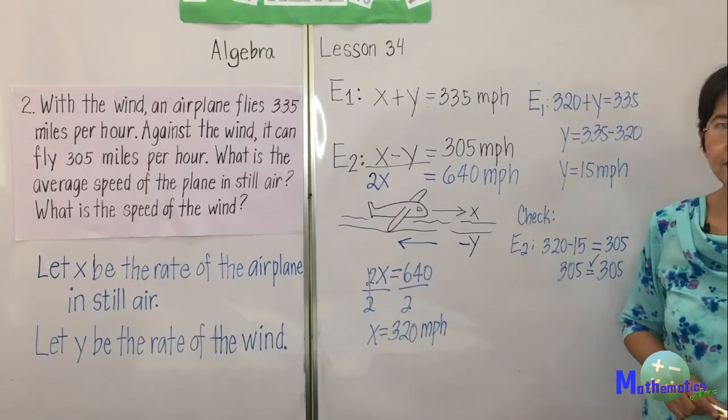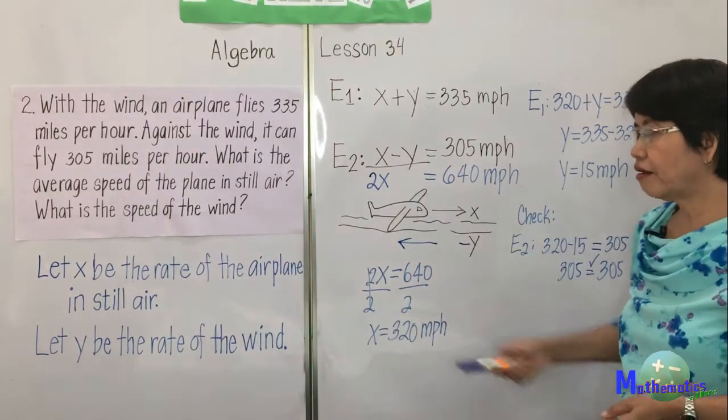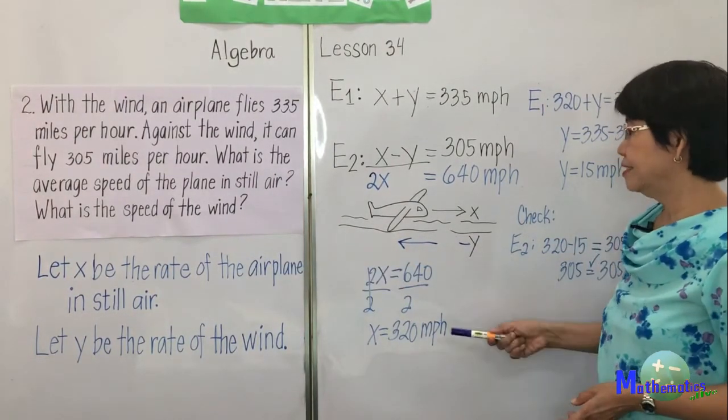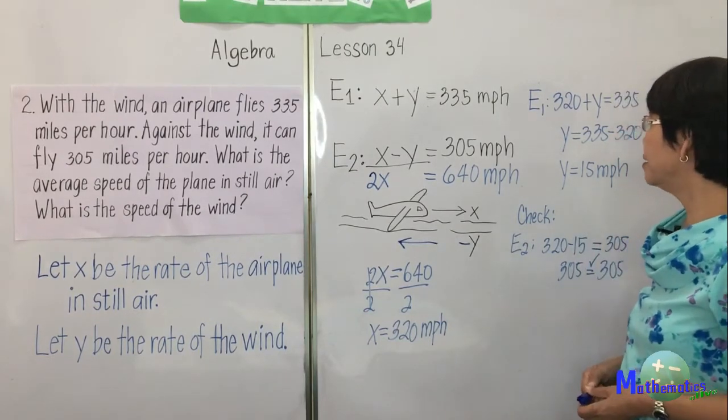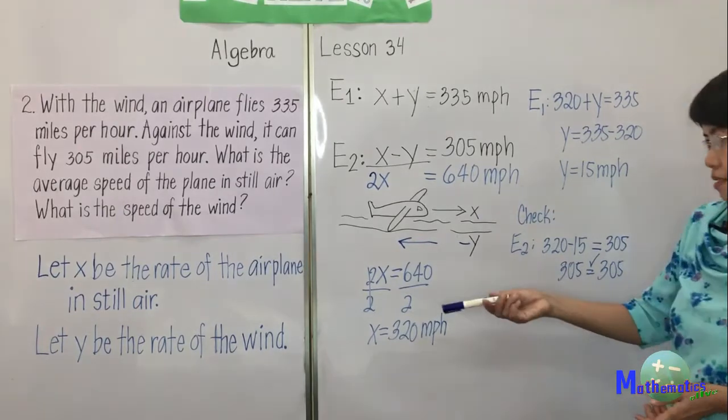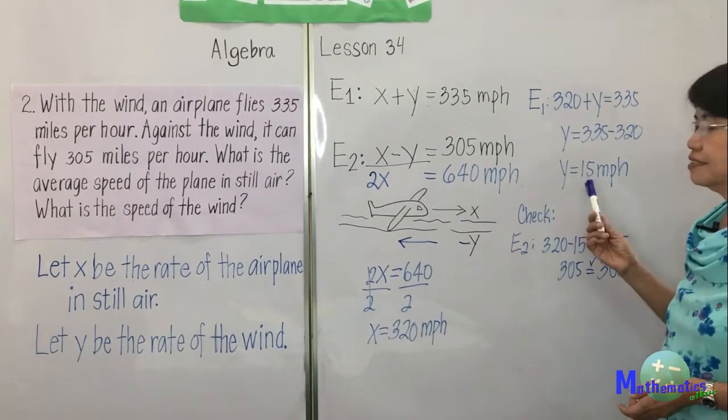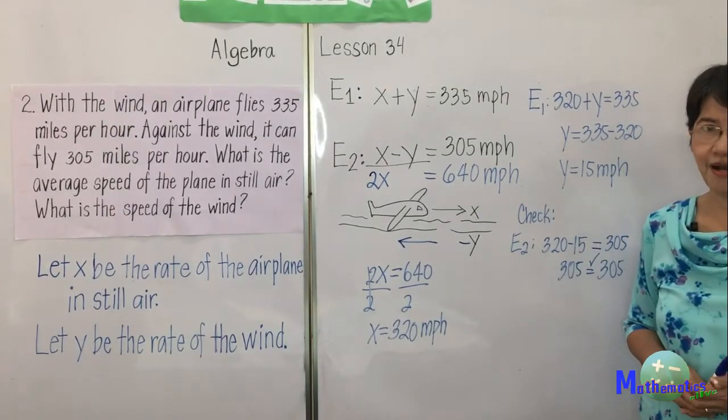The speed of the airplane in still air is 320, and the rate of the wind is 15 miles per hour.